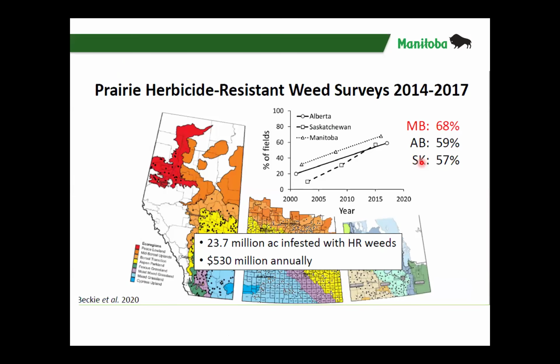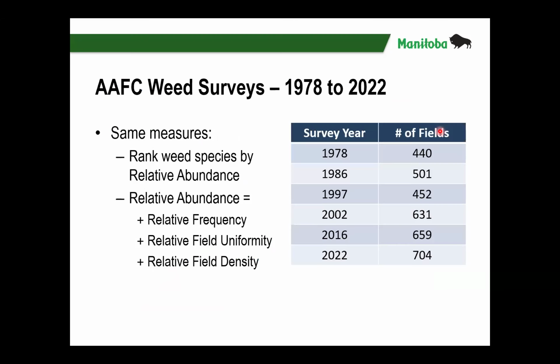So with that, I'm going to talk about the herbicide-resistant weed surveys. You've heard me talk about this before. The last weed survey that we had, at the time across the prairies, we had about 24 million acres infested. In Manitoba, about 68% of our fields had at least one herbicide-resistant weed in them. We've been doing the surveys in this form from basically the late 1970s all the way up to 2022.